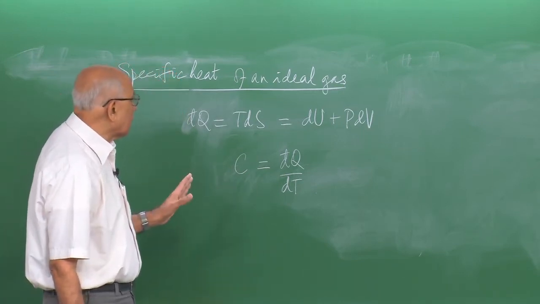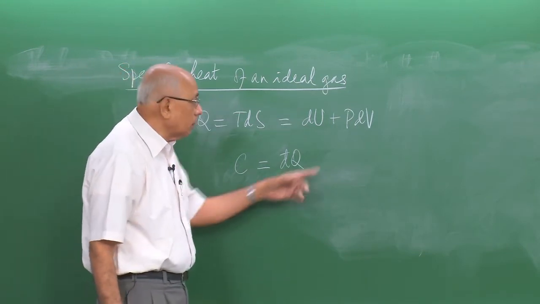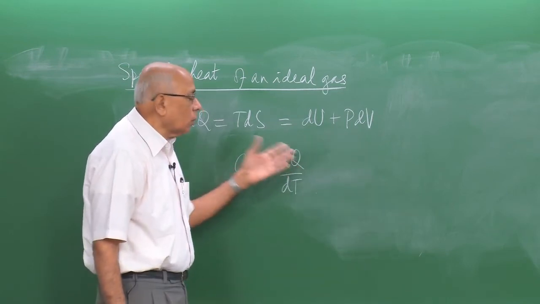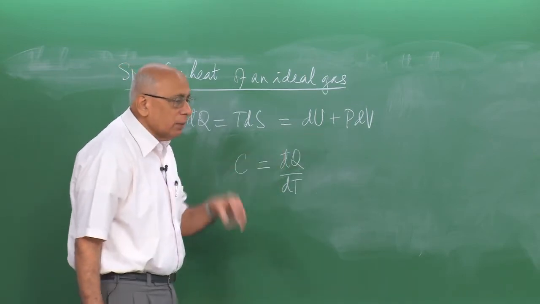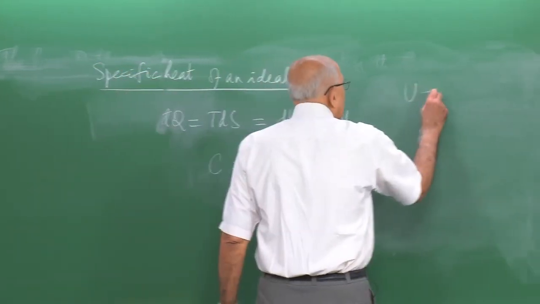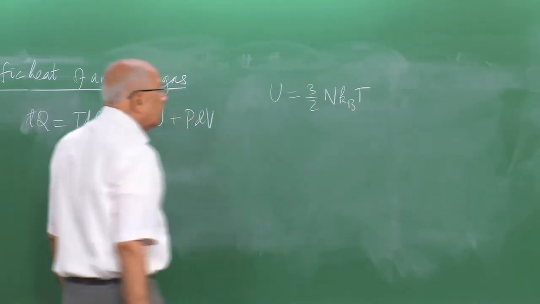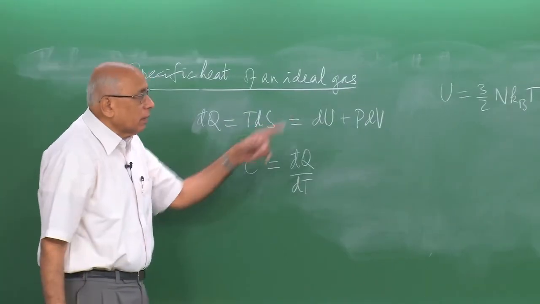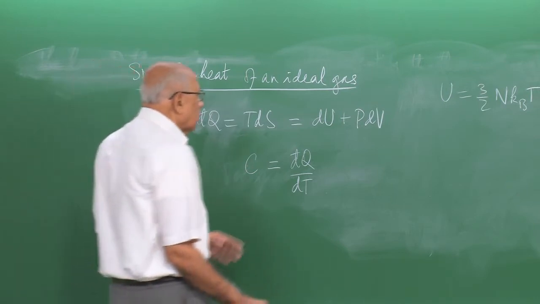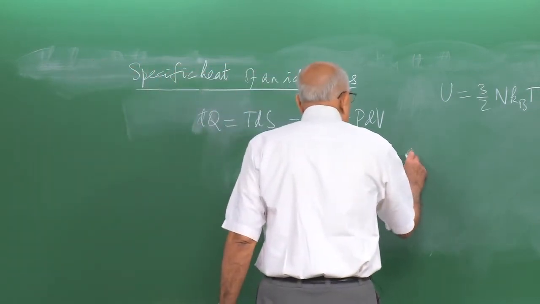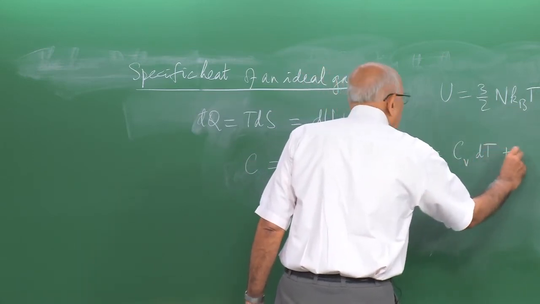Now, when the volume is constant, then it is clear that this goes away, goes to 0, and dq by dT is going to give you the specific heat at constant volume. Now, in an ideal gas, the internal energy we know is equal to 3/2 n k Boltzmann T here, and its derivative with respect to the temperature gives you immediately the specific heat at constant volume. So, for an ideal gas, this thing here becomes dq equal to Cv dT plus PdV.